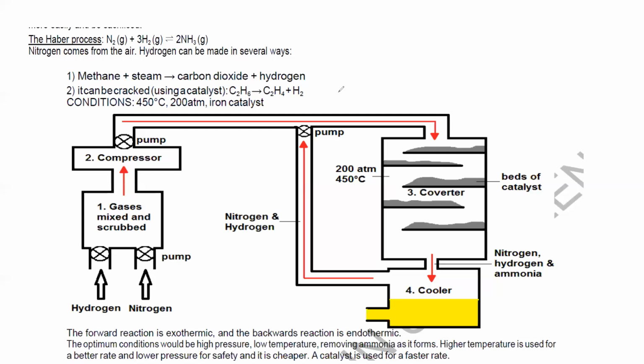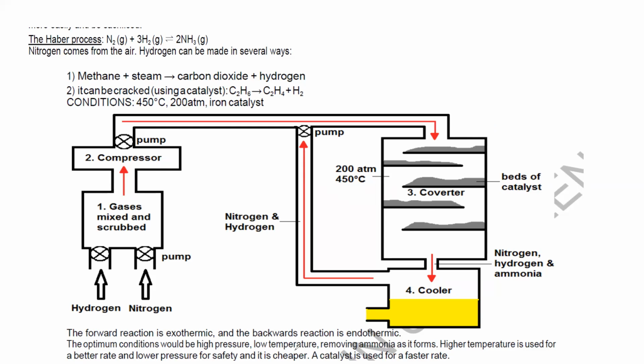Reaction conditions are very important. You have to memorize the reaction conditions: 200 atm, around 450 degrees centigrade, and we use iron as a catalyst. Then, as we know, the reaction is reversible.